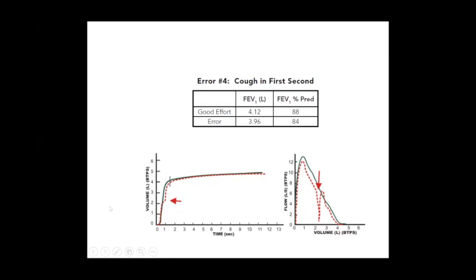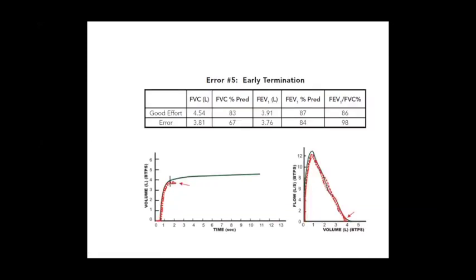Here, the patient coughed in the first second, and it clearly appears here at the beginning in the red dotted line. The green line is what's expected from the patient to perform. However, the red dotted line is what the patient actually performed. The cough is more apparent in the flow volume loop. As you can see, there is a drop down then going up in the flow volume curve, which will affect the measurement, mainly FEV1 again.